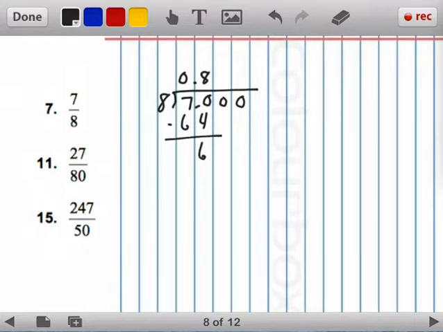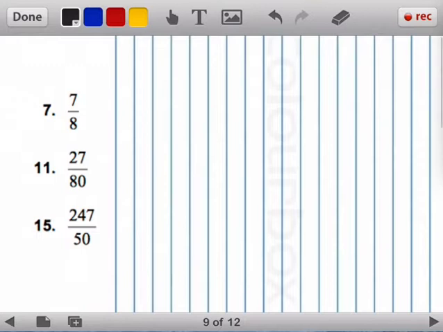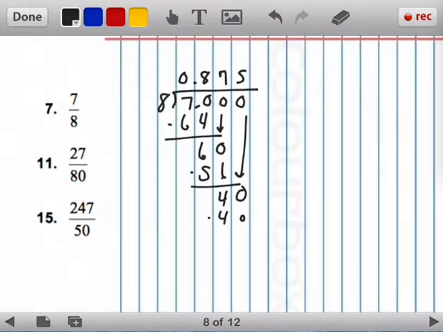Subtract, I get a 6. Bring down the 0. 8 goes into 60, 7 times. 8 times 7 is 56. Subtract, I get a 4. 8 goes into 40, 5 times. And I subtract, and I get 0. So therefore, 7/8 is the same as 0.875.